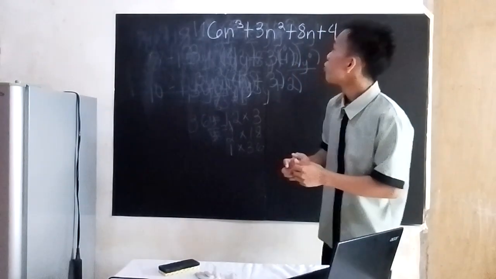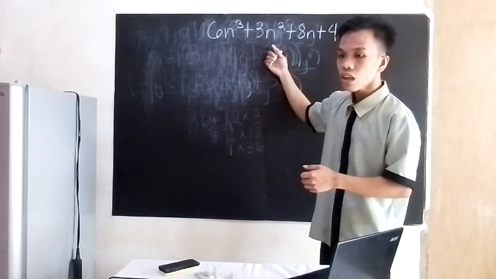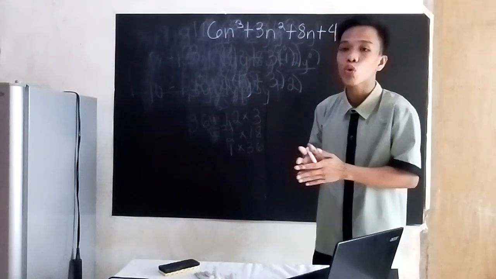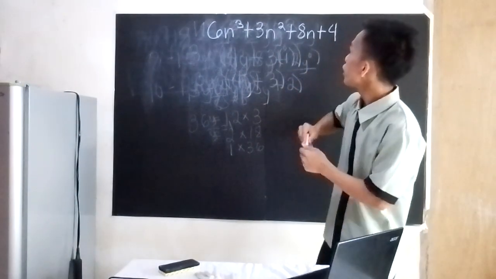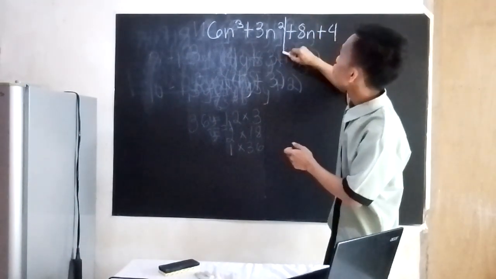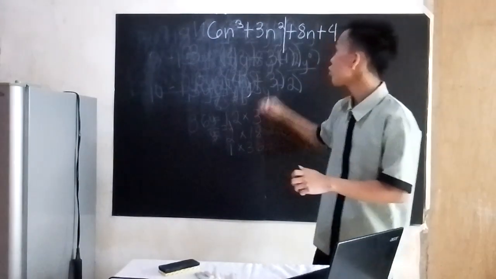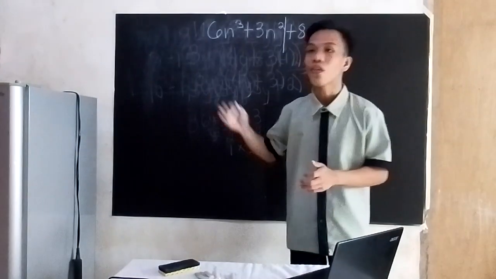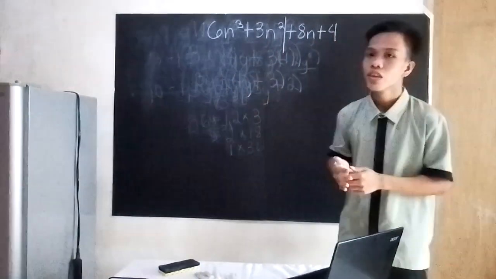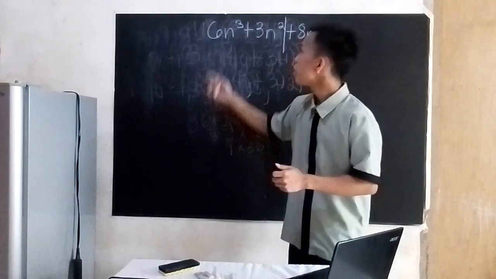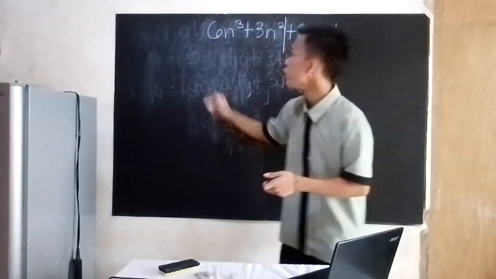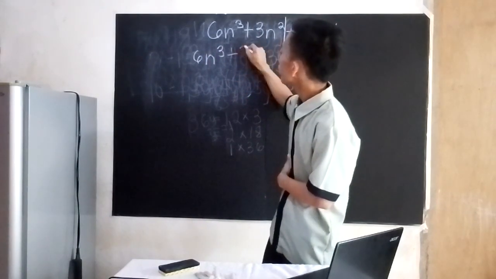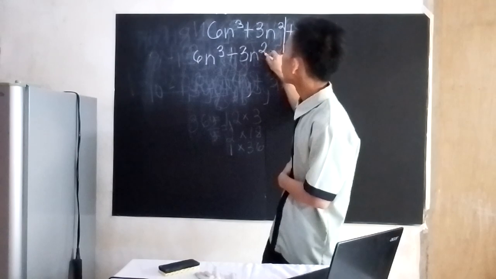None. So, on grouping this expression, we are just going to divide them into two groups. So, we are just going to separate them. So, this will be our separation line. That is what we call the separation line, okay? So, our expression now has a right side and a left side. So, let's focus first on 6n cubed plus 3n squared.